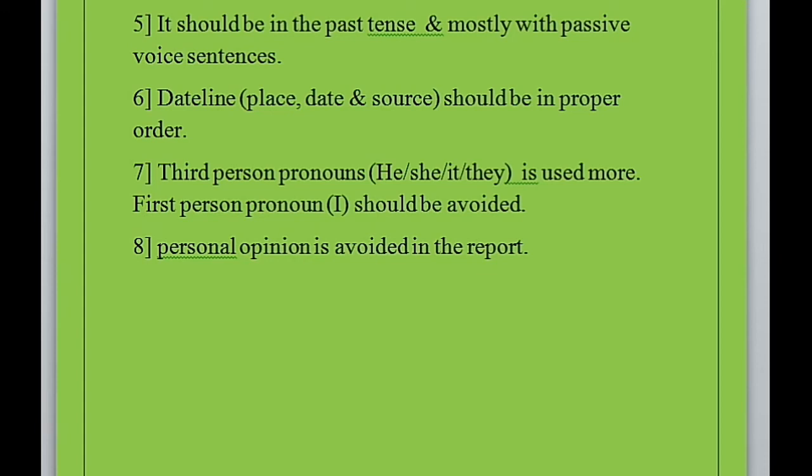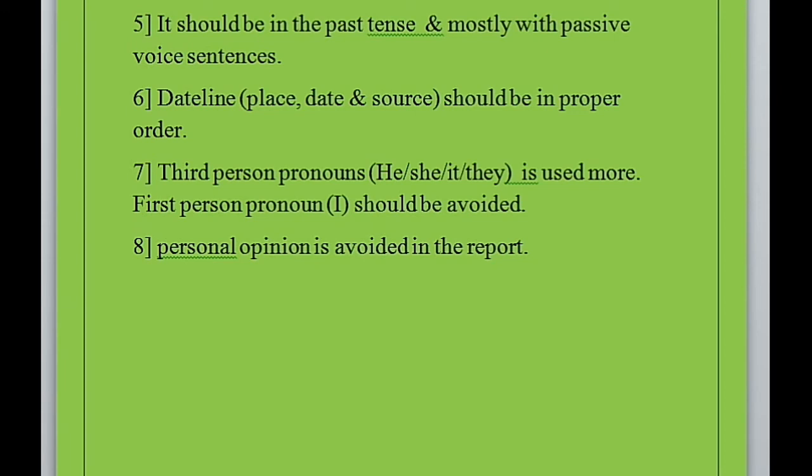Seventh point, third person pronouns like he, she, it, they are used more. We have to write that. The first person pronoun I should be avoided, meaning we can't write I was going, I was doing this or that. So we have to take care about that. And the last point, personal opinion is avoided in the report. We can't write our own opinion. Whatever happened earlier, only that we show in the report.